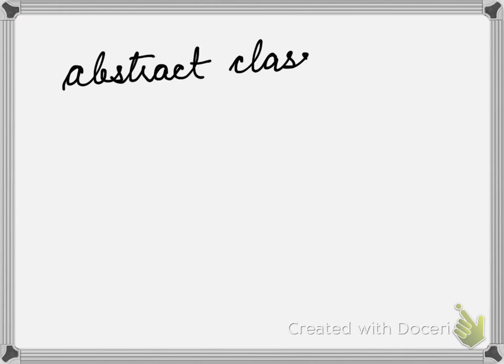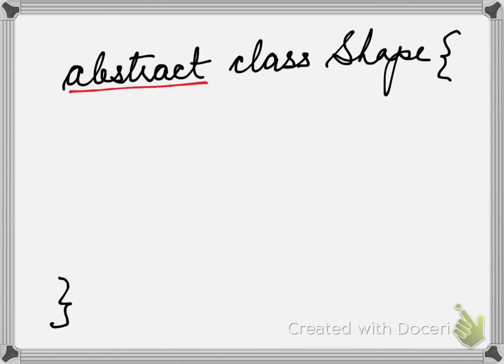So I use the keyword, sorry, the spelling is wrong. Let me write it again. Abstract class shape. So I can create the class like this by adding the keyword abstract here. So abstract here is a keyword which I will use to create an abstract class.